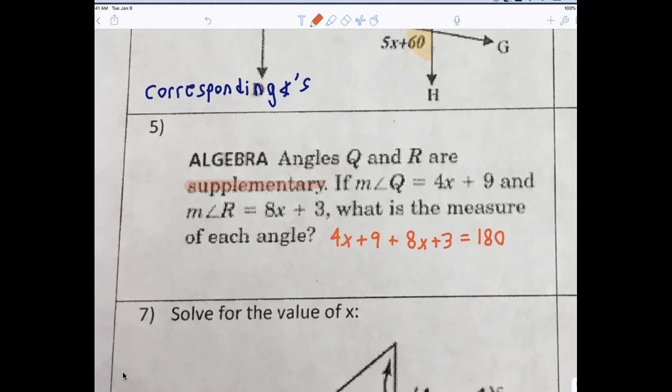Good job. So now you combine like terms. That's right. So you have to add the 4x and 8x and the 9 and 3. So what do you get? 12x plus 12 equals 180 degrees. Beautiful. And now what are we going to do? Subtract 12 on both sides.